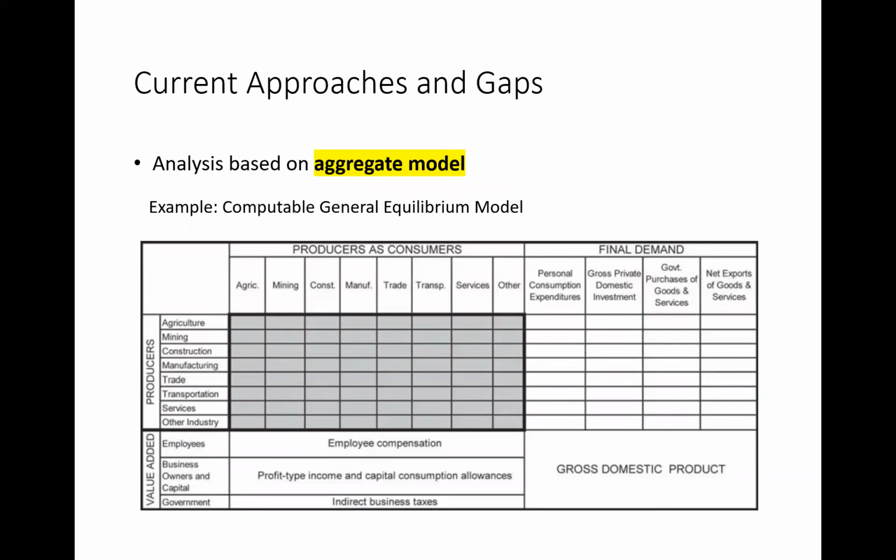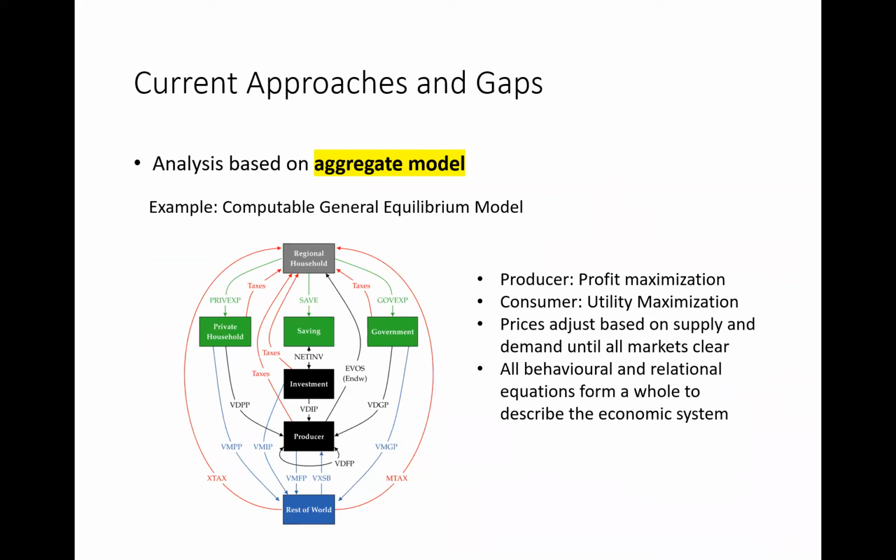So with this data and the general equilibrium economic theories, we can build an aggregated model such as the computable general equilibrium model. This type of model is widely used in current integrated assessment models. In this type of model, we borrow some economic theories. For example, each producer is an economic sector. They want to maximize their profit, right? And the consumers, the households, investment sectors, and governments, want to maximize their utilities.